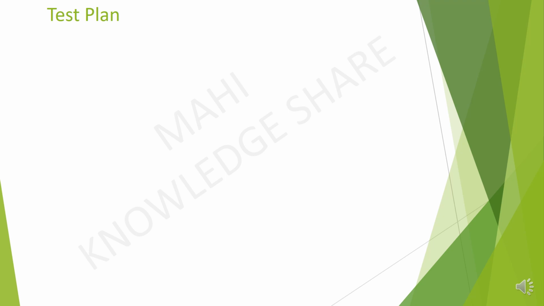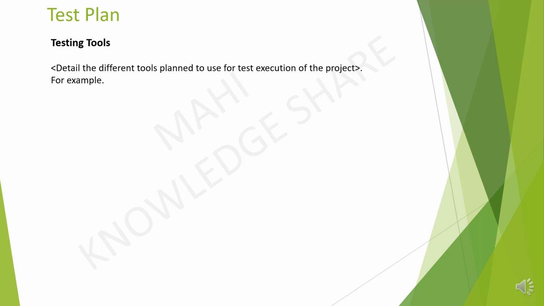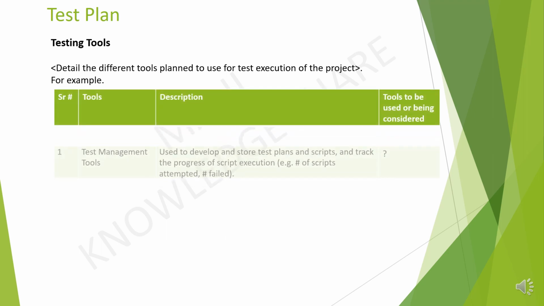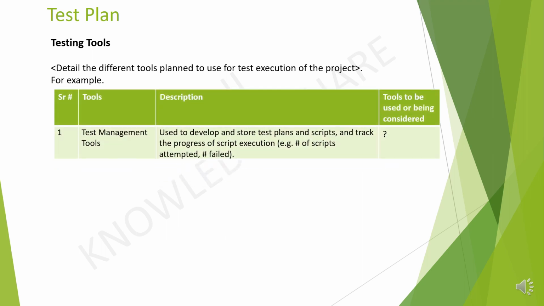Testing tools section in test plan document. Detail the different tools planned to use for test execution of the project. For example, test management tools. It is used to develop and store test plans and scripts and track the progress of script execution.